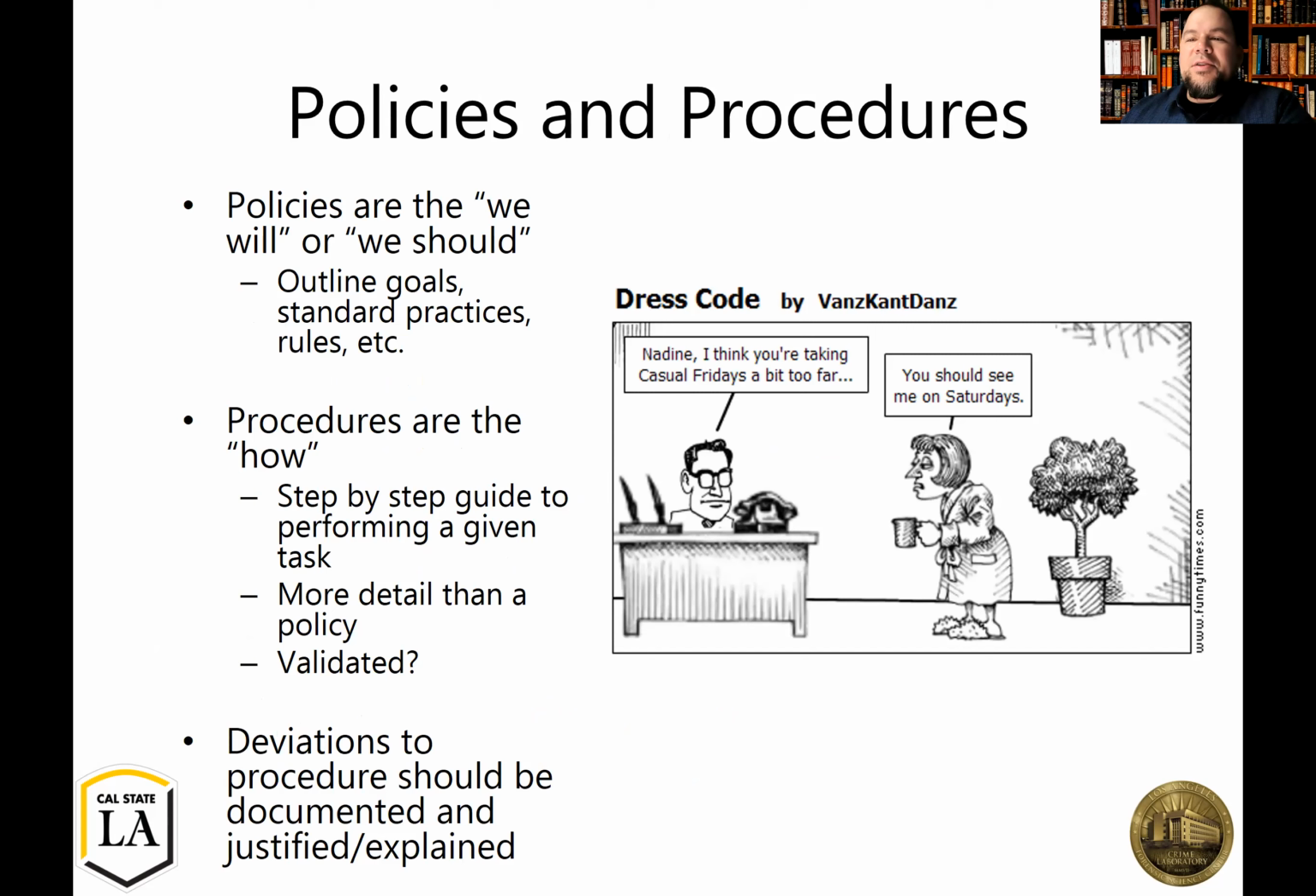So, policies and procedures. So here's a little comic. Nadine, I think you're taking Casual Fridays a bit too far. You should see me on Saturdays.